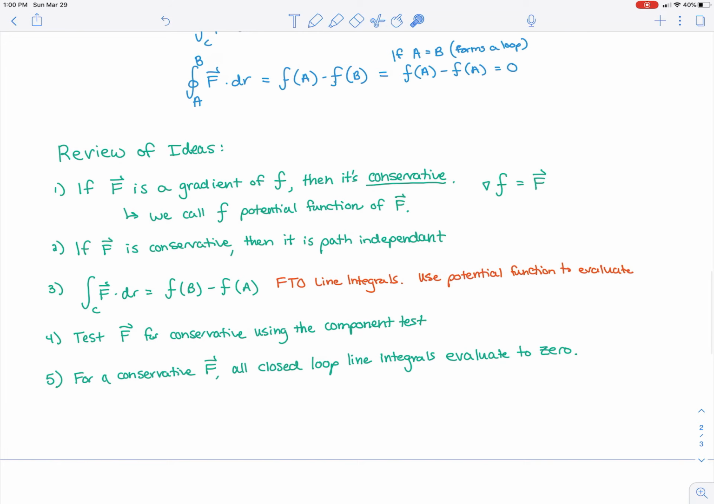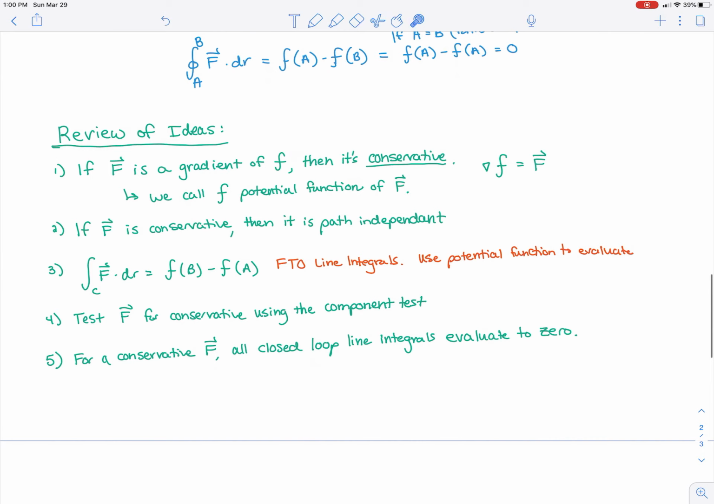This is kind of the best overview I could give of all the conceptual ideas we talked about that are going to be useful as we progress through chapter 16. All of these ideas are related. The conservativeness of a vector field means it has a potential function. If it is conservative, then it is path independent. And because it's path independent, we can use the fundamental theorem of line integrals to evaluate a line integral by just finding the difference in the potential function evaluated at the endpoints.